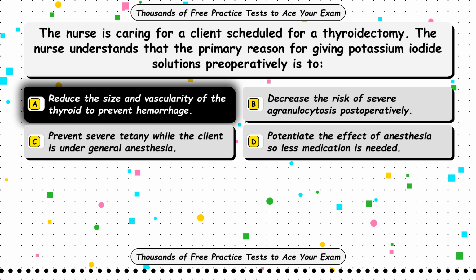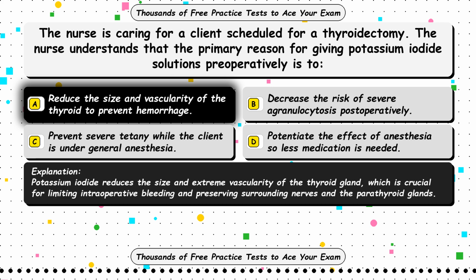The correct answer is option A, reduce the size and vascularity of the thyroid to prevent hemorrhage. Potassium iodide reduces the size and extreme vascularity of the thyroid gland, which is crucial for limiting intraoperative bleeding and preserving surrounding nerves and the parathyroid glands.